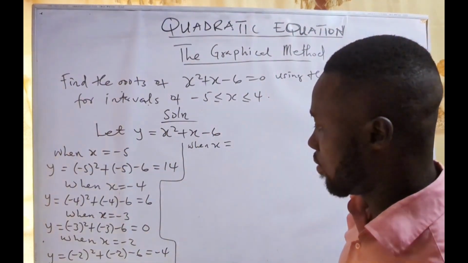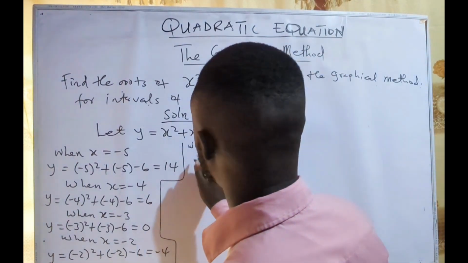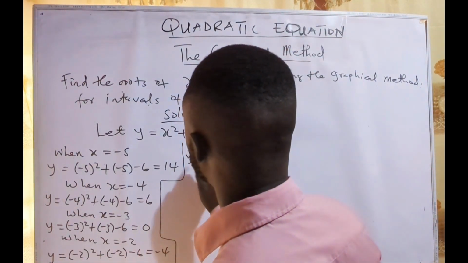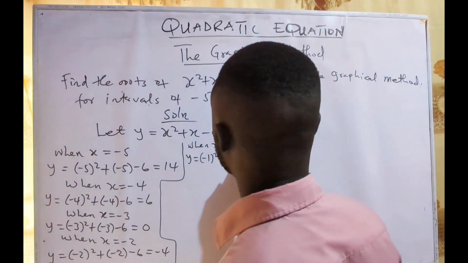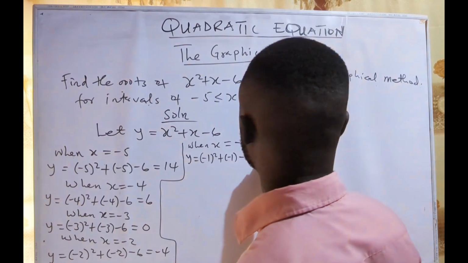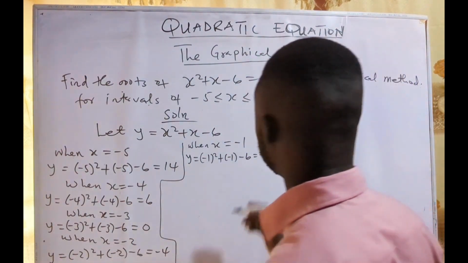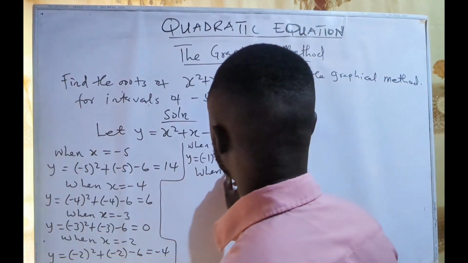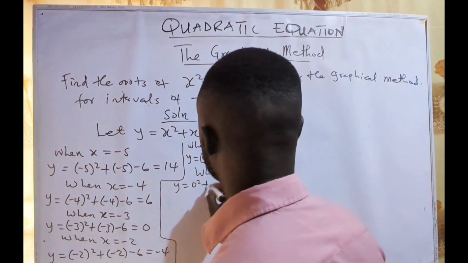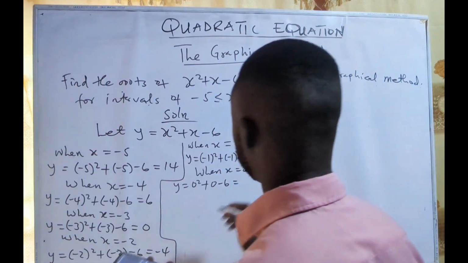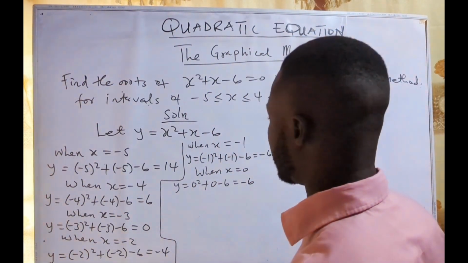And then when x is equal to -1, our y will be equal to -1 squared plus -1 minus 6. And let's see what we get for y: -6. So when x is -1, I will get -6. And when x is equal to 0, then our y will be equal to 0 squared plus 0 minus 6, and that will be -6. So this will be 0, -6.